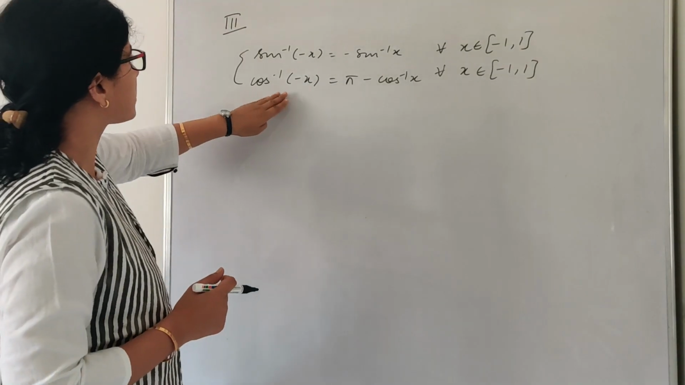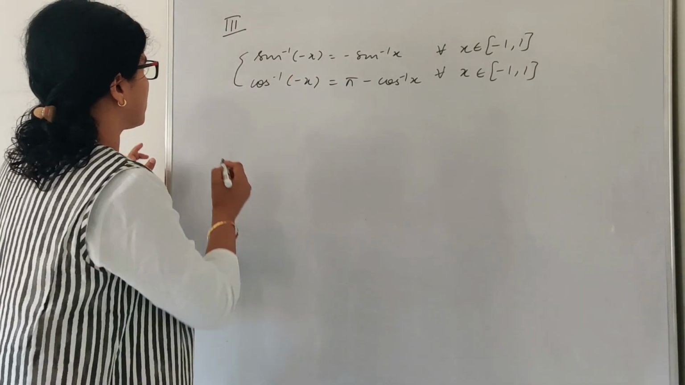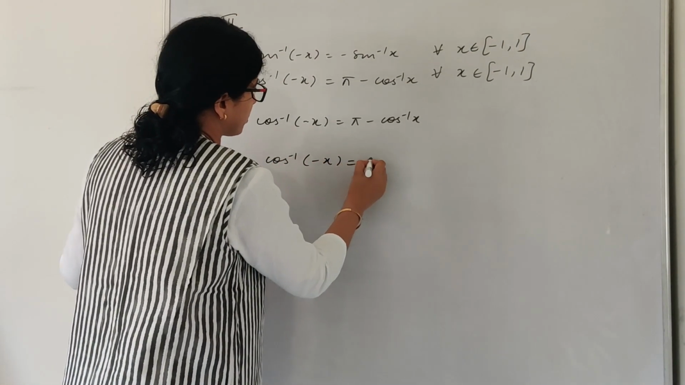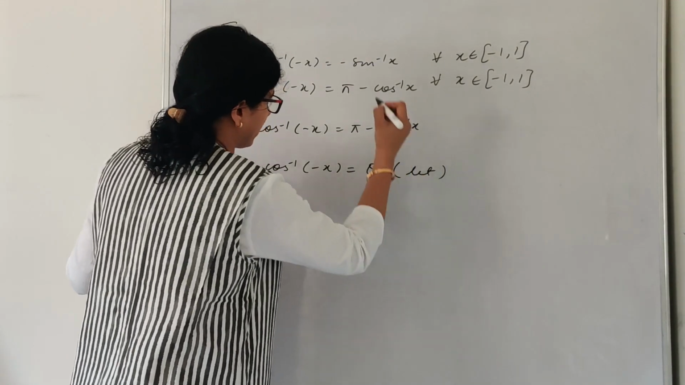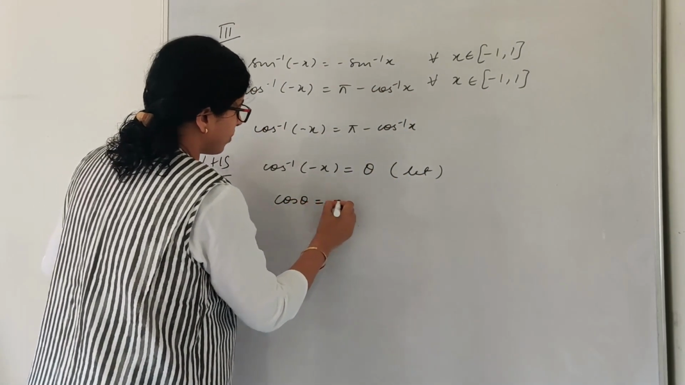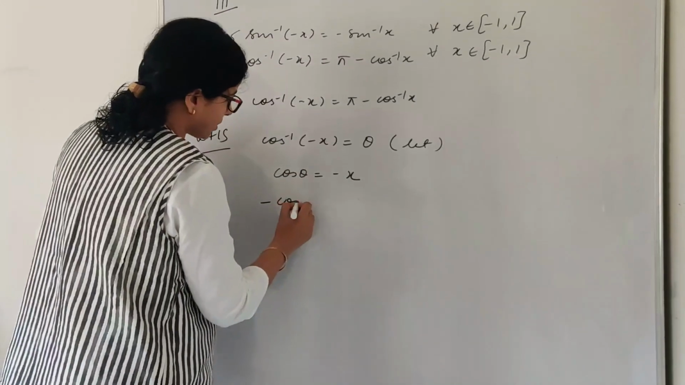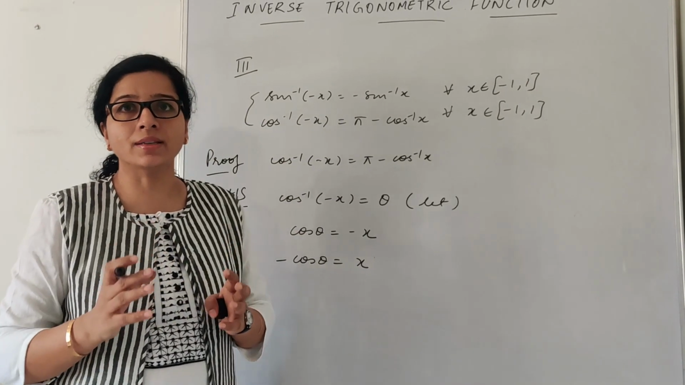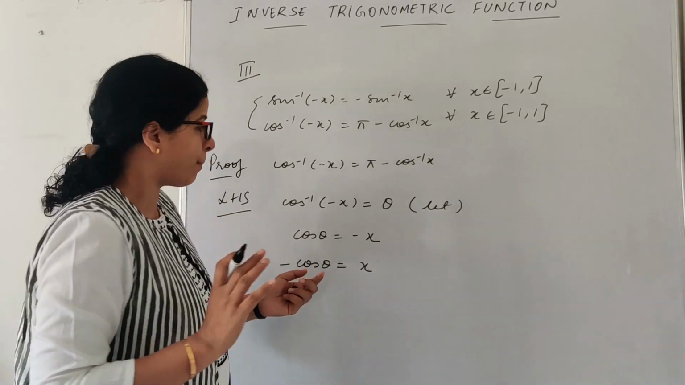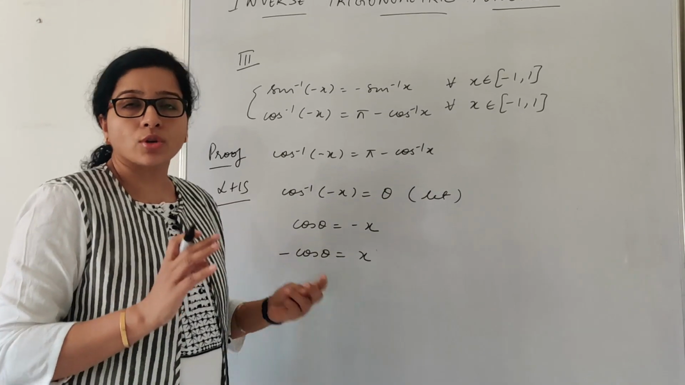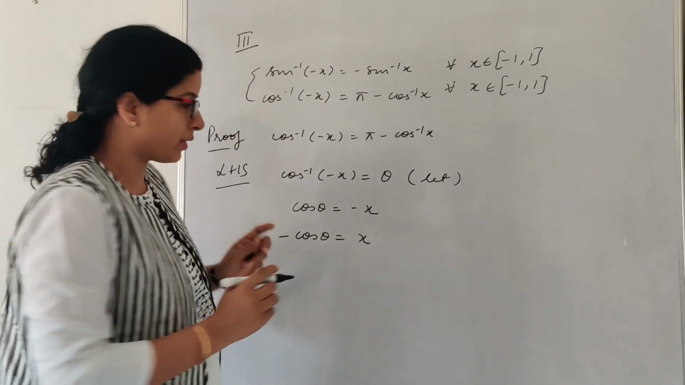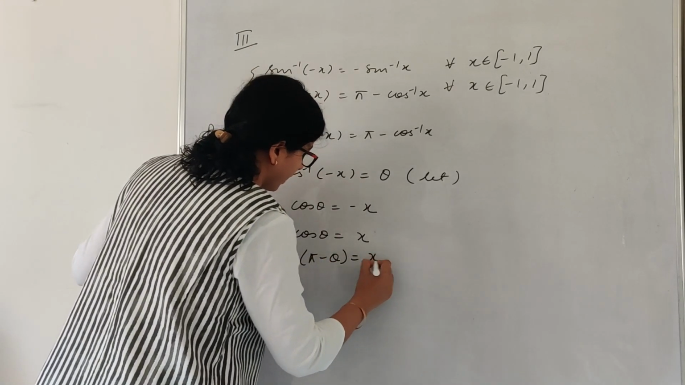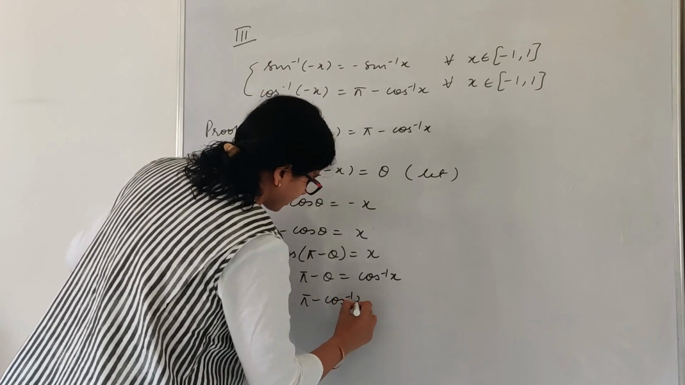So now let us prove cos inverse minus x is equal to pi minus cos inverse x. Left hand side, cos inverse minus x equals theta. This I have assumed. So cos theta is equal to minus x. Minus cos theta equals x. Now in the sine inverse case I used the concept that sine minus theta is equal to minus sine theta. But here I cannot use that concept because cos minus theta is equal to cos theta. Right. So what I am going to use, cos of pi minus theta is equal to x. Pi minus cos inverse x equals theta.